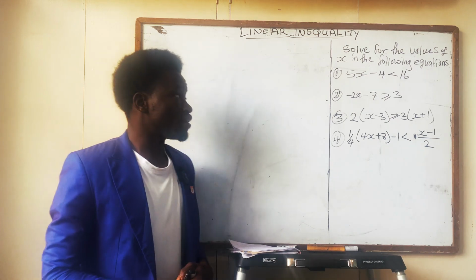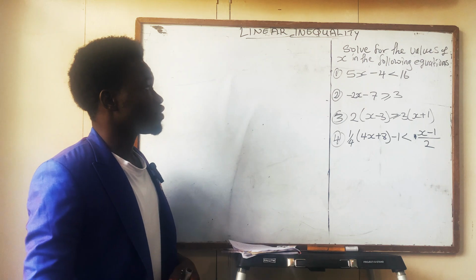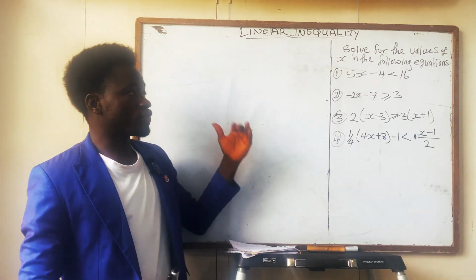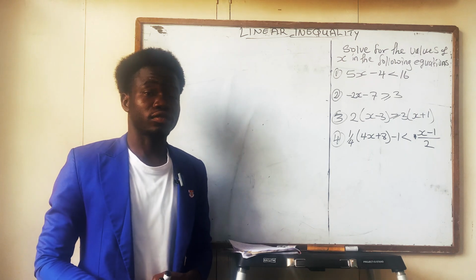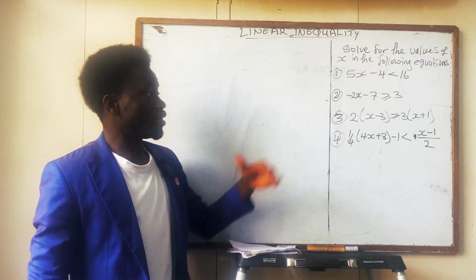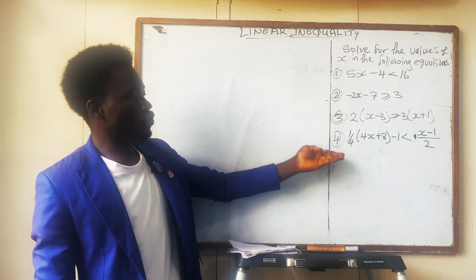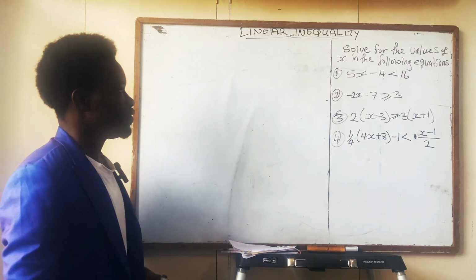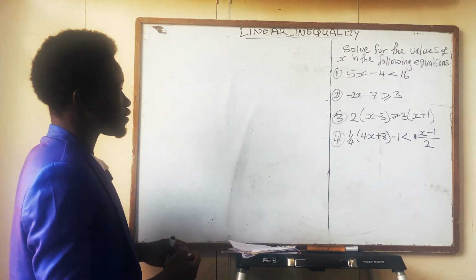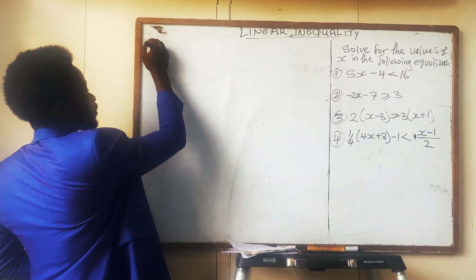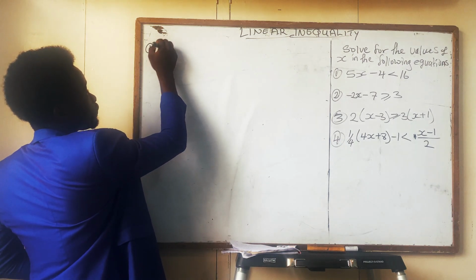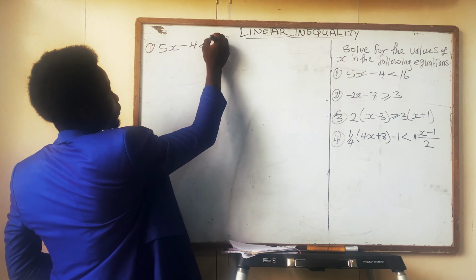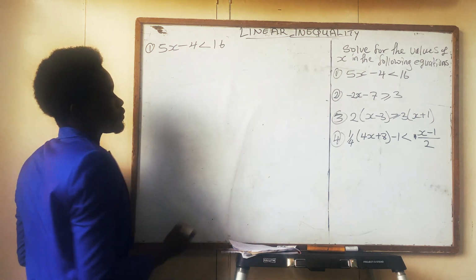Okay, so the first question demands that we find the value of x, and all of them say we find the value of x. Looking at them, they are from simple to complex, so stay until the end. We will deal with this one at the end of the day. So the first question says: find the value of x in 5x minus 4 less than 16.